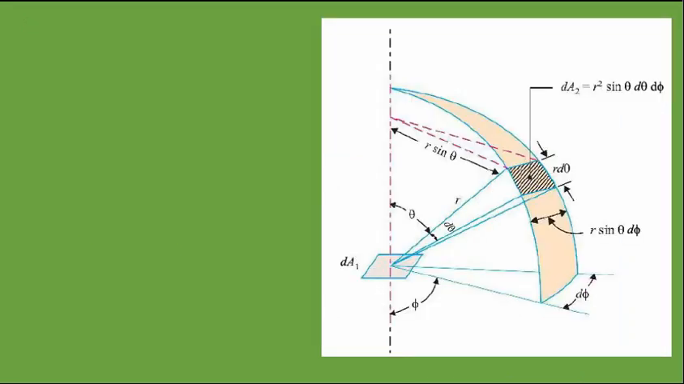Now let's derive a relation between emissive power of a black body and intensity of radiation. For that, consider a figure as shown here.